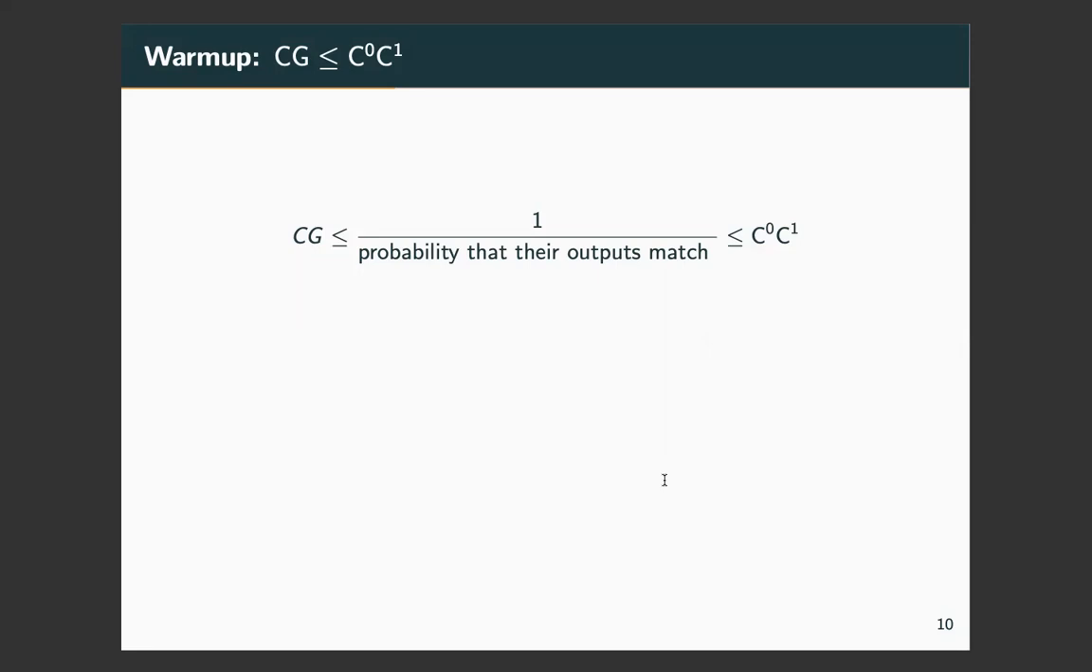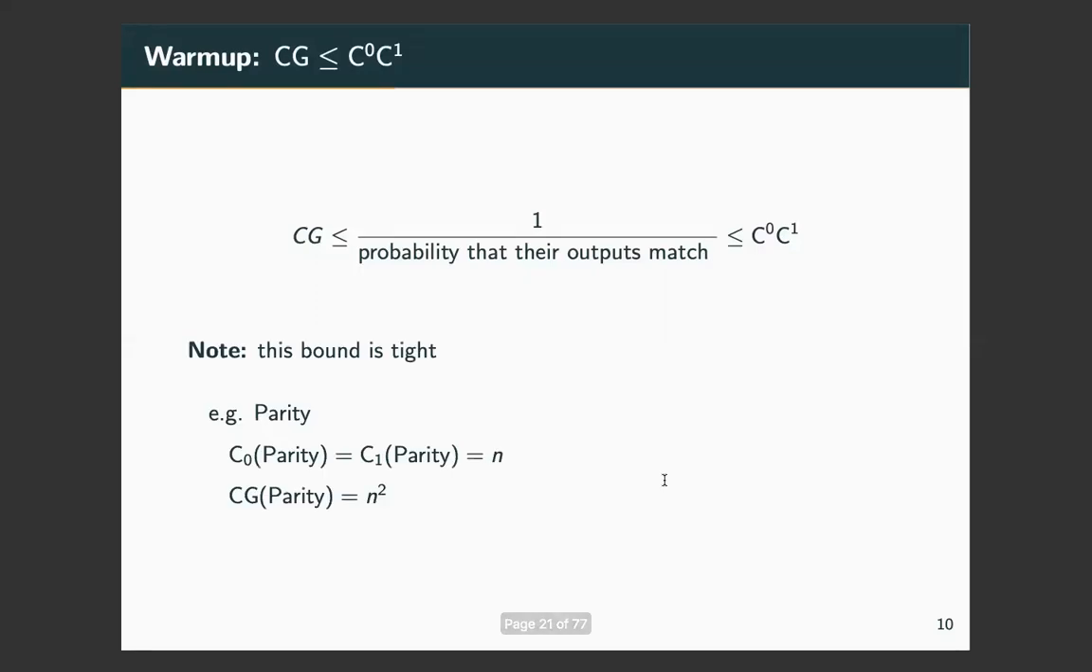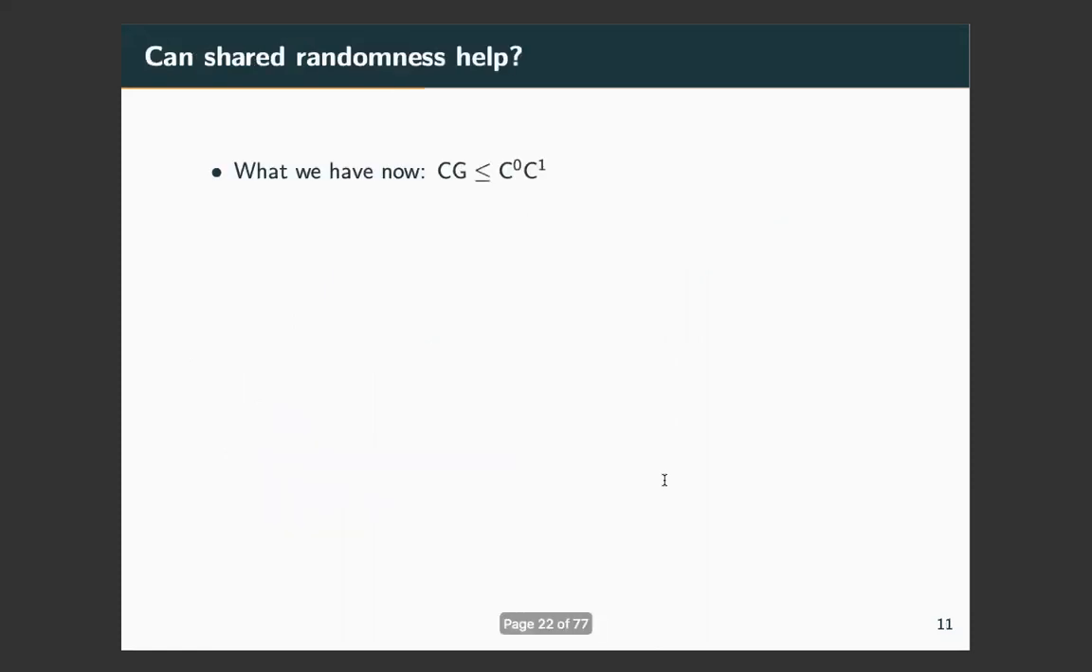The private randomness variant, CG, is at most the inverse of the winning probability, which is bounded above by the product of C0 and C1. Note that this bound is tight. For instance, we have the parity function whose 0 certificate complexity and 1 certificate complexity are n, and we can show that CG of the parity function is n squared.